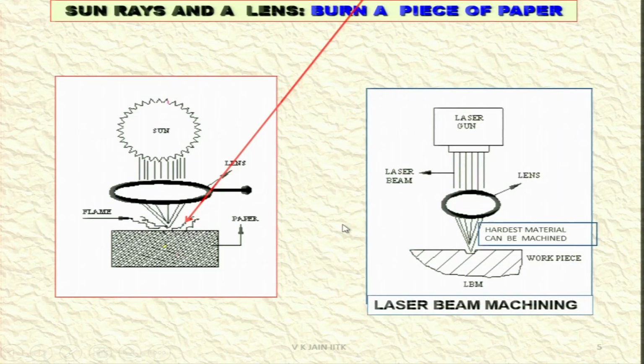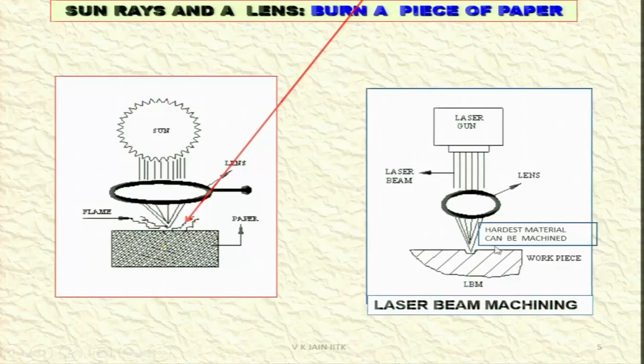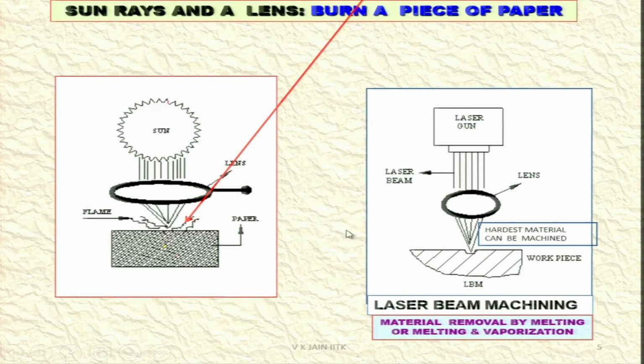Almost on the similar kind of concepts, you have a laser gun, laser beam coming out, and with the help of the lens you are concentrating it on a metallic piece or non-metallic piece. The temperature is so high that it can melt and even vaporize those materials, and the hardest material can be machined by this particular process. Material removal taking place in this process is by melting and vaporization, and sometimes only vaporization.